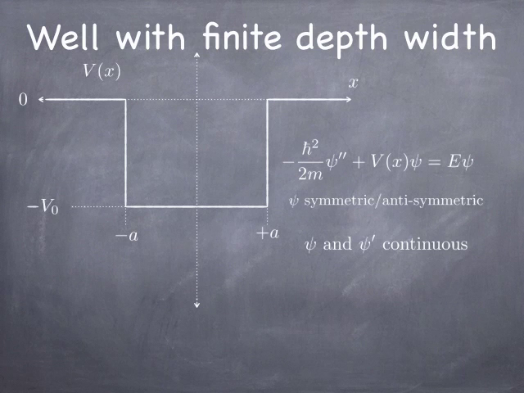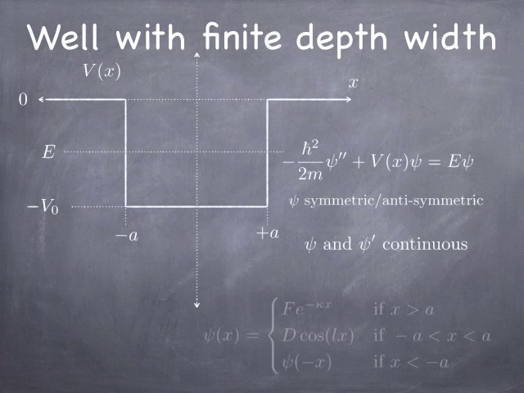For some reason, Griffiths chooses to use L instead of K as the wave number inside the well. So when you write out the solution, it turns out to look something like this. It's got a cosine Lx instead of Kx inside, and it's got a decreasing exponential in the positive x direction and a decreasing exponential in the negative x direction outside the well.